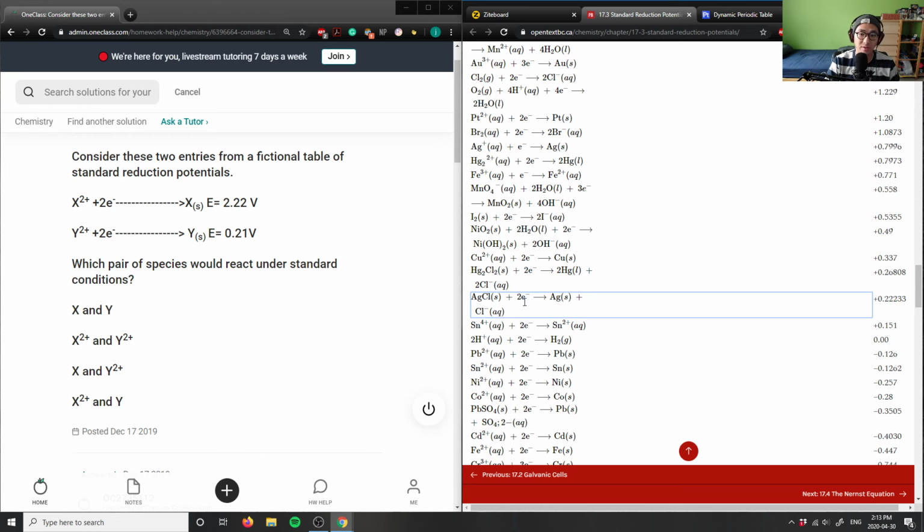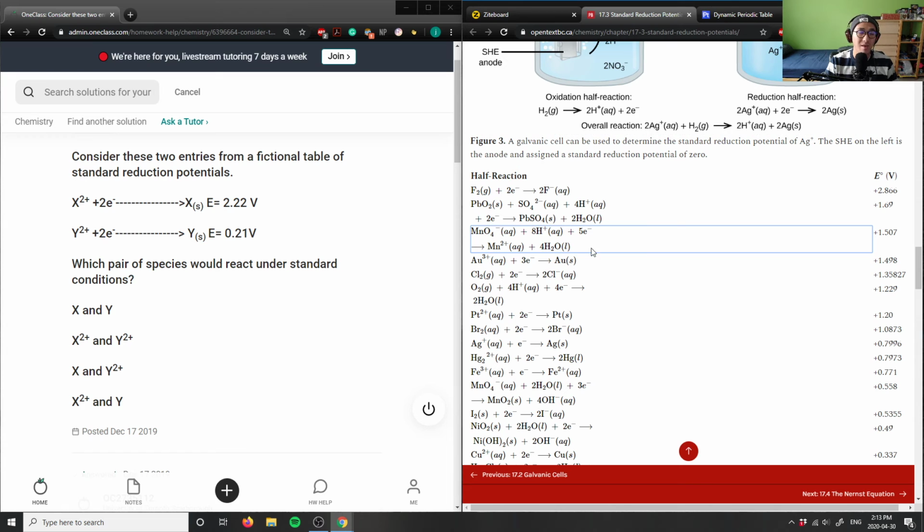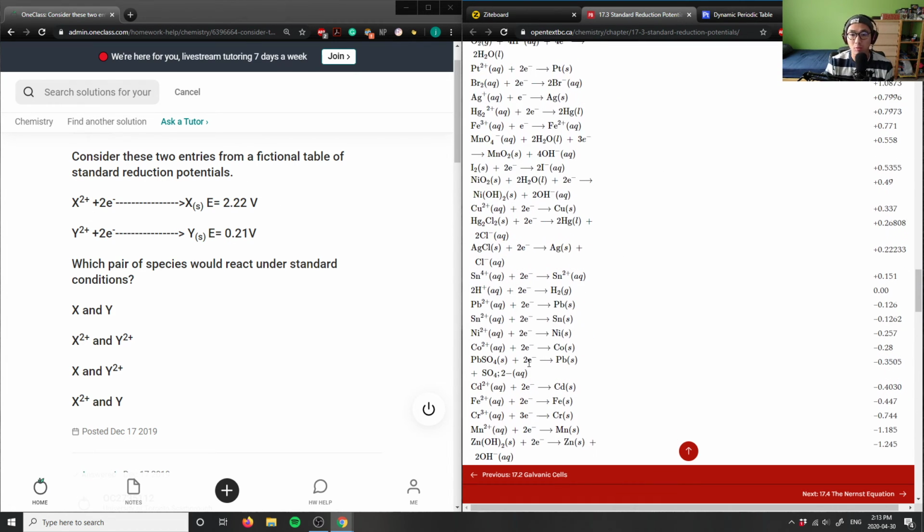So you can think of this as like sodium. This is silver chloride. Reduction of silver chloride gives you silver solid and the chloride ion. And 2.22 is all the way up here in terms of the half reaction. This is very electronegative, because again, F2 is very electronegative. This is also very electronegative here. So you can assume that X here would be a halogen, whereas 0.21 is, again, less reactive.